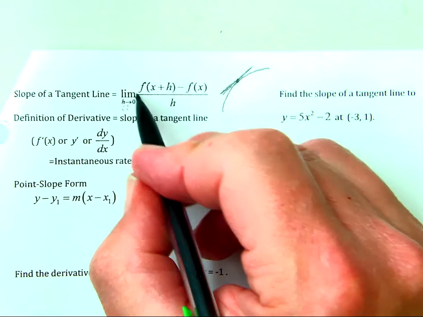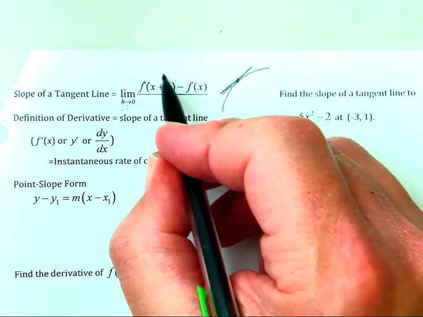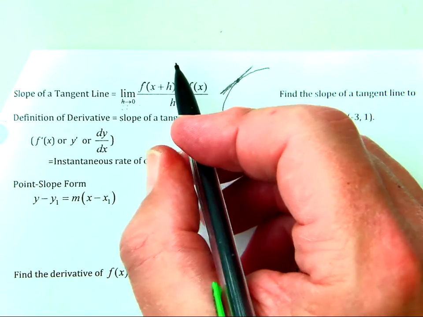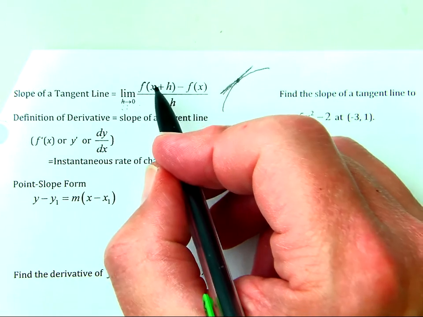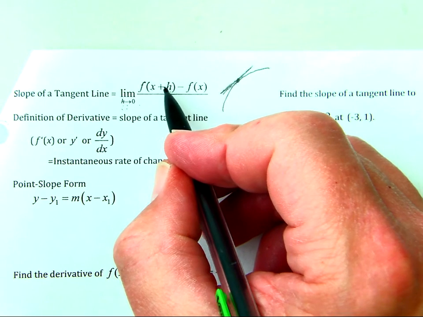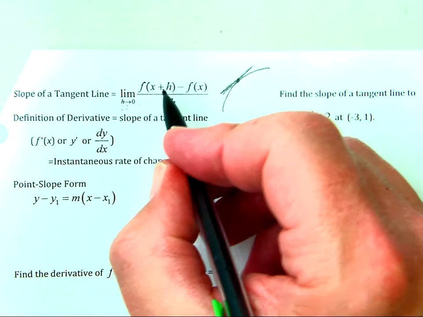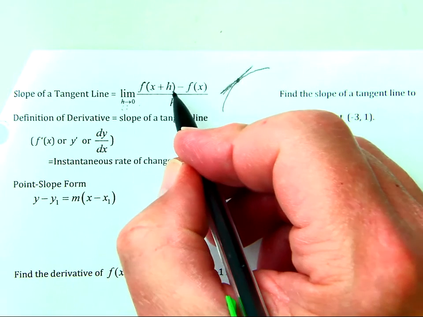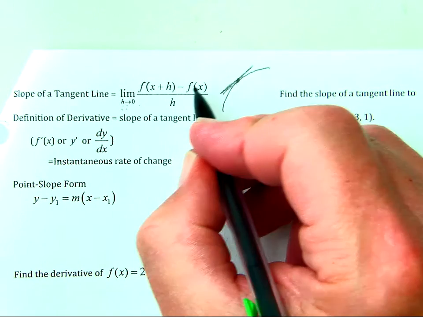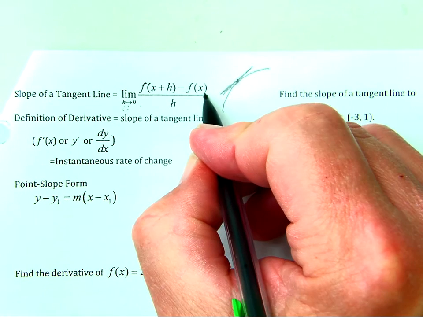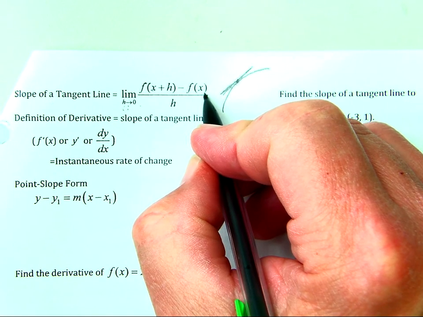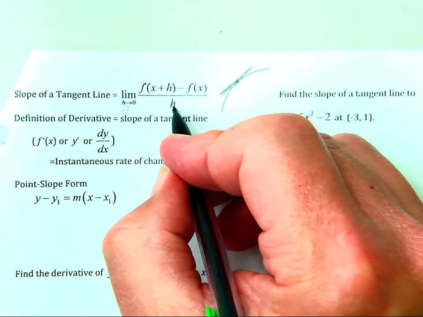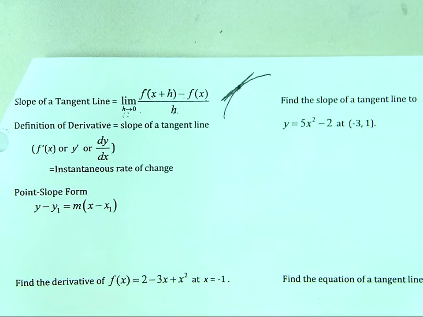This is the part that gives students the most trouble. For some reason, we can't get a handle on what this means. Remember, in function notation, whatever's in parentheses is what you put in place of x. So whenever we see an x in our function, we're going to plug in an x plus h in its place. Then the second thing is minus f of x. Well, that's just the original function. We already have that. And then you divide all of that by h. So you do that, you do the limit as h approaches 0, and that's it.